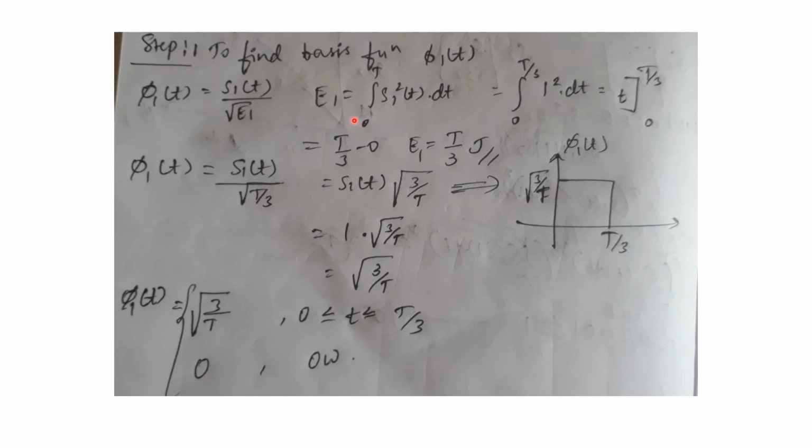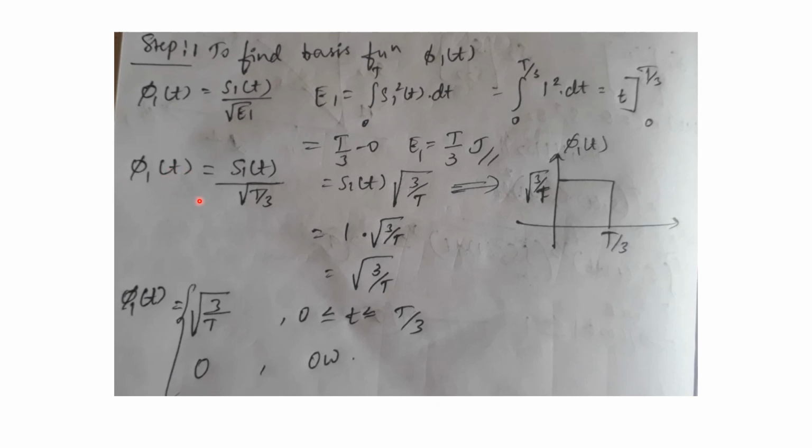We have to find E1, and the formula is the integral from 0 to T of S1 squared of t dt, which is the integral with limits 0 to T by 3. S1 squared of t is 1 squared dt. We get t after integration, and the limits are 0 to T by 3. We get T by 3 minus 0, and E1 is T by 3 joules. E1 is energy.